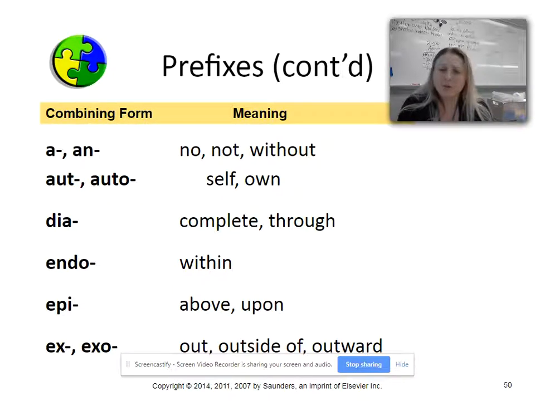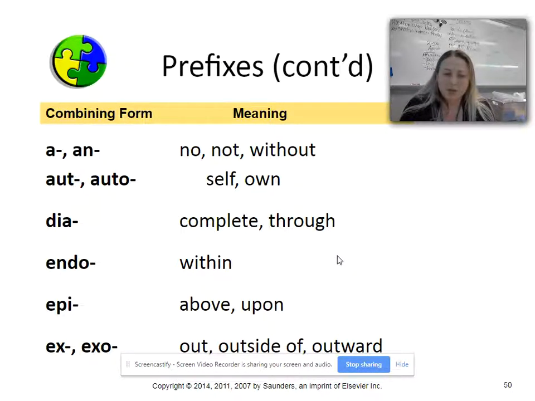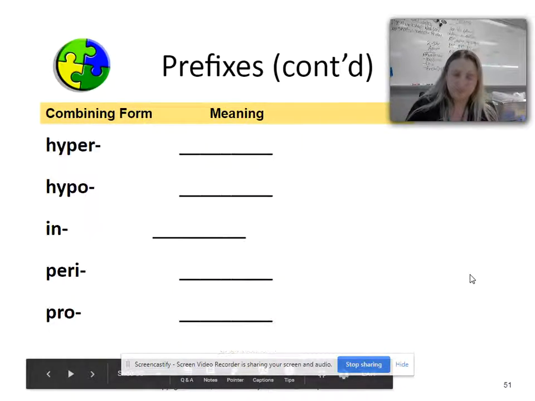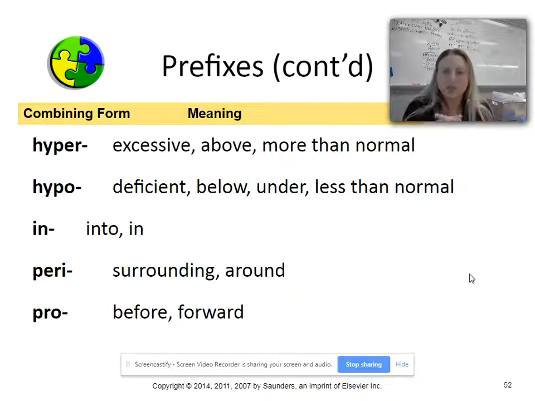Epi is above, so we saw this with epigastric, which is pertaining to above the stomach. Exo is the outside, like an exoskeleton. There's some bugs out there that have an exoskeleton. Hyper is above or more than normal or excessive. So you can have hyperglycemia, which is a condition of having too much sugar in your blood. Hyperactive, too much energy. Hypo is deficient or below. So hypo is like hypoglycemia, which is low blood sugar.